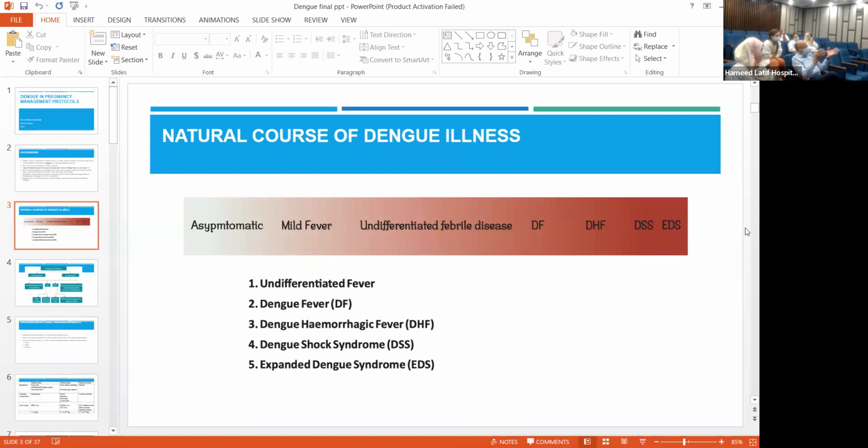What you want to emphasize here is that some cases of dengue remain asymptomatic, silent. There are no symptoms, and then there can be mild fever also. And then there can be an undifferentiated febrile illness, like a COVID presentation, with fever and body aches, etc. So that is the spectrum through which the various presentations occur.